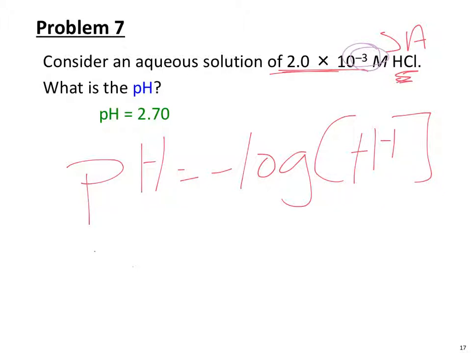So notice what happens to the pH. Did it go above or below the 3? A little below. That's one of the rules to pay attention to: whatever your exponent is, the pH should be a little less. And it is. It's 2.7.